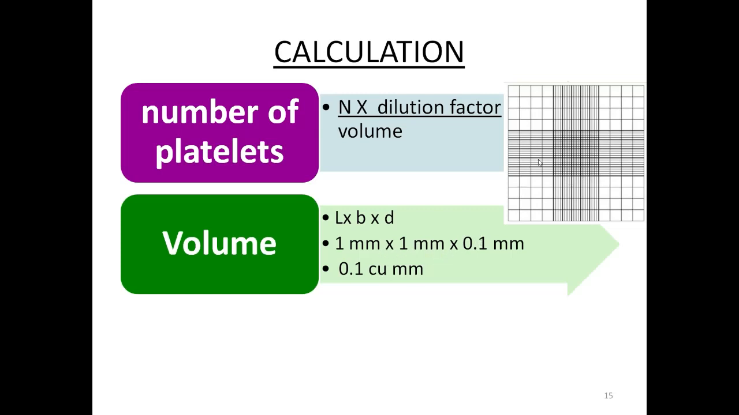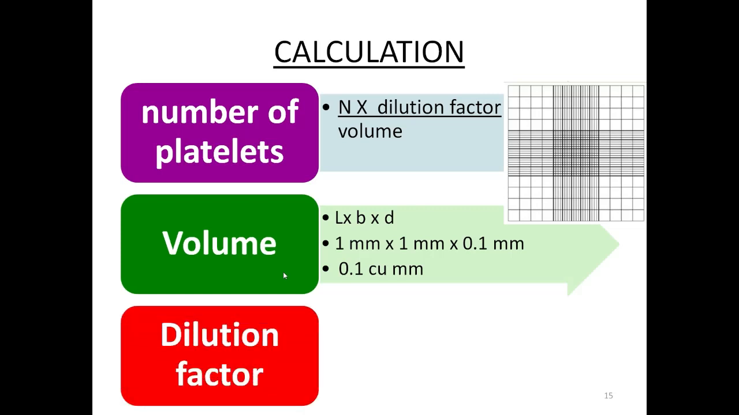Now the depth. As I said, when we are charging a chamber, we are placing the cover slip. So the depth from the cover slip to this is 0.1 mm. That's why we have taken 0.1 mm. So it is 1 mm into 1 mm into 0.1 mm, that is 0.1 cubic mm. Dilution factor is 200. Now I'll explain next how it is 200.